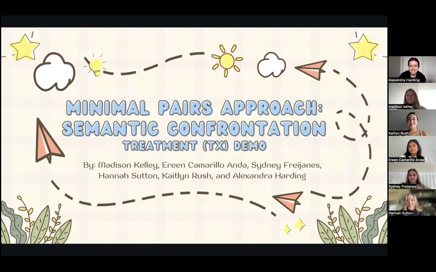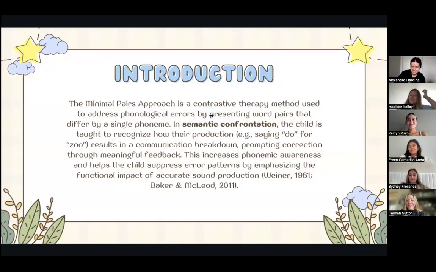Okay, next slide. For the intro, we are doing our minimal pairs approach. It's a contrastive therapy method used to address phonological errors by presenting word pairs that differ by a single phoneme. In semantic confrontation, the child is taught to recognize how their production results in a communication breakdown, prompting correction through meaningful feedback. This increases phonemic awareness and helps the child suppress error patterns by emphasizing the functional impact of accurate sound production.